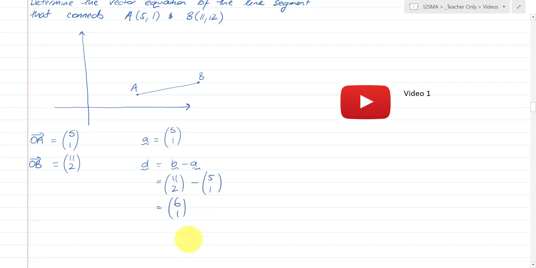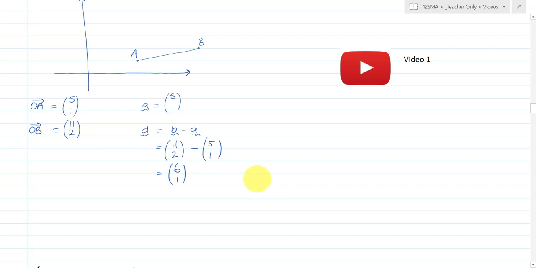So that represents a gradient. Now, it doesn't represent a gradient of 6, it actually represents a gradient of 1/6. If I move along 6, I move only 1 up. And of course, this leads me to the fact that OP, where P is just some position on that line segment, is equal to, let's start at A, and let's just move along some value T along my direction vector. And that, of course, is equal to (5, 1), my starting point, plus T along my direction vector.